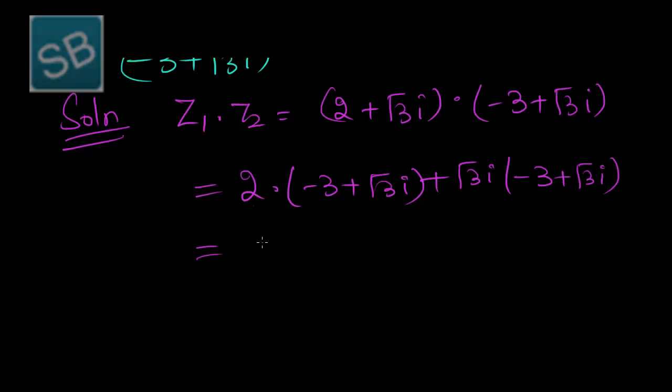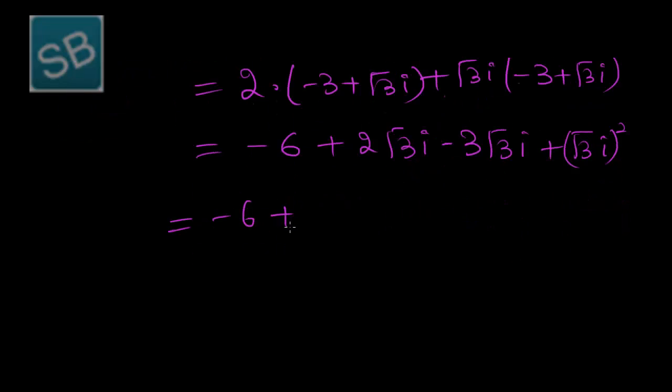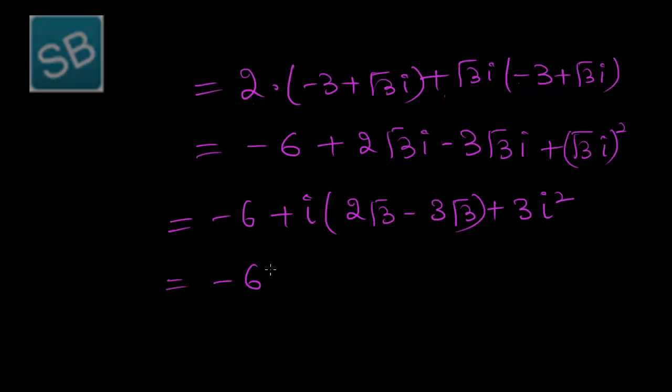So it becomes 2 into minus 3, that is minus 6, plus 2 under root 3 iota, plus, into minus is minus, 3 under root 3 iota, plus under root 3 iota whole square. So here we get minus 6 plus, iota is common, and we get 2 under root 3 minus 3 under root 3, plus under root 3 square is 3 and iota into iota is iota square. And we know that the value of iota square is minus 1. Here 2 root 3 minus 3 root 3 is minus under root 3, because the negative term is bigger than the positive term. So we get minus under root 3, and iota square is minus 1, so we get here minus 3.